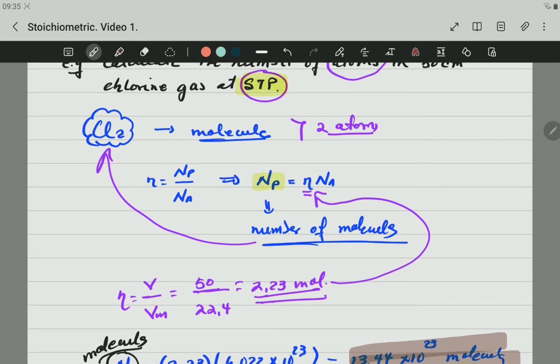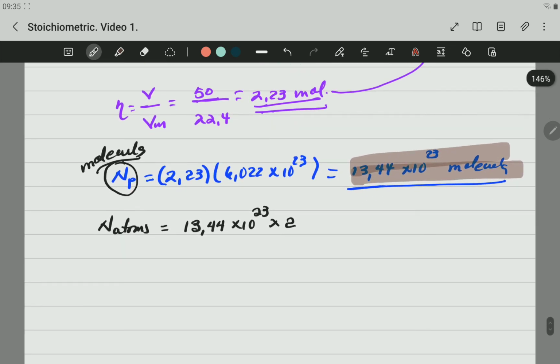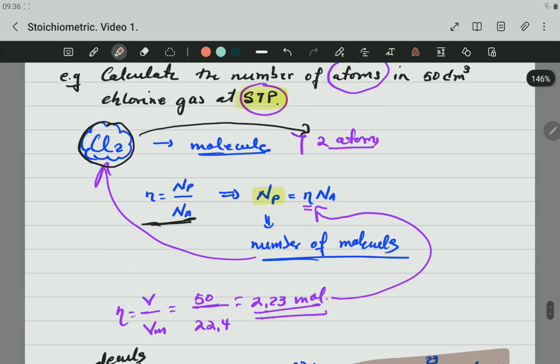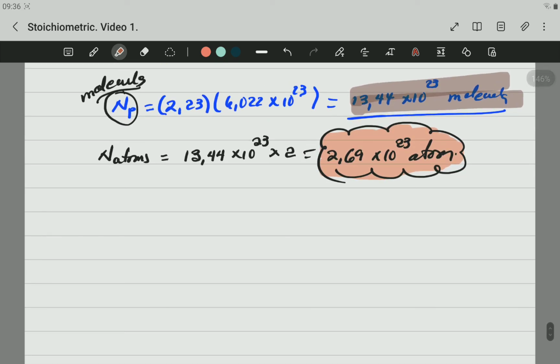So with this formula here, what you calculate is the number of molecules. But every one molecule has 2 atoms. That is why when you have the number of molecules, you multiply by 2 and you will get the number of atoms. So this is going to be 2.69 times 10 to the 23 atoms. There is the final answer. This, my lovely children, is what they want at the end, number of atoms. Okay, so I hope this one was clear. It is not that difficult. You will be able to do it.